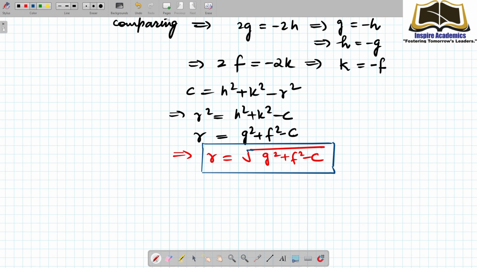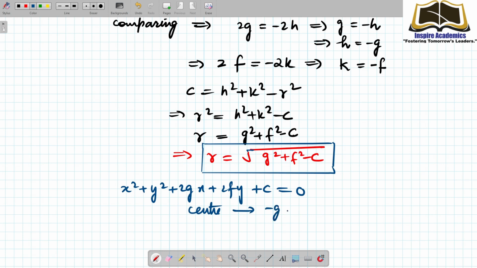So we can clearly conclude that the standard equation of a circle can be written as x square plus y square plus 2gx plus 2fy plus c equal to 0. Here the center would be given as negative g comma negative f, and radius r would be given as under root g square plus f square minus c.